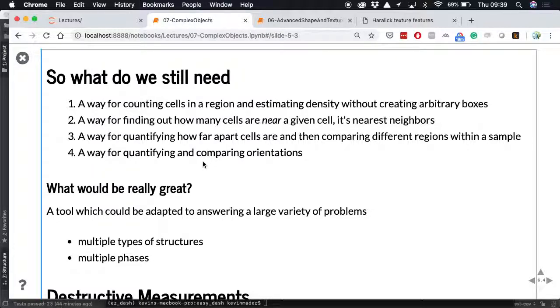We want to quantify how far apart cells are and compare different regions within a sample, and have a way of quantifying and comparing orientations. And of course, what would be nice is if we had tools that really expanded beyond just single cells and were able to handle lots of different structures, lots of different phases, and help us analyze that.